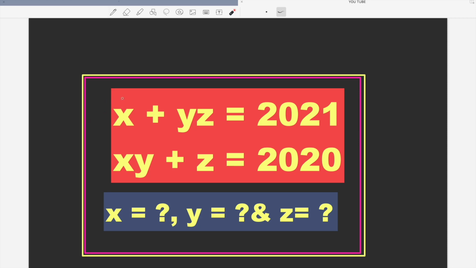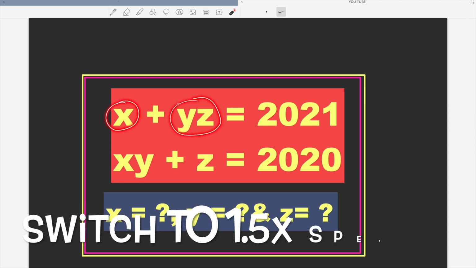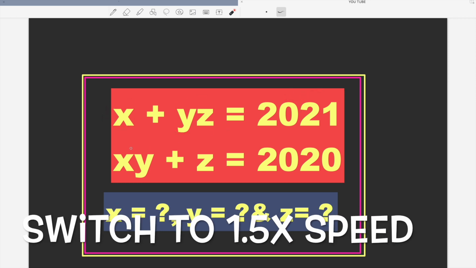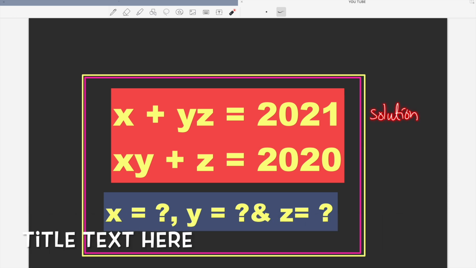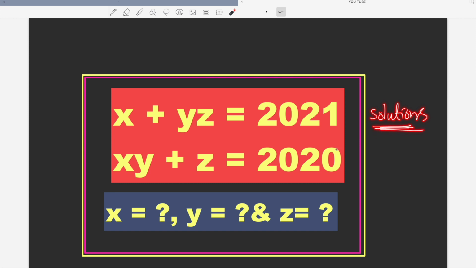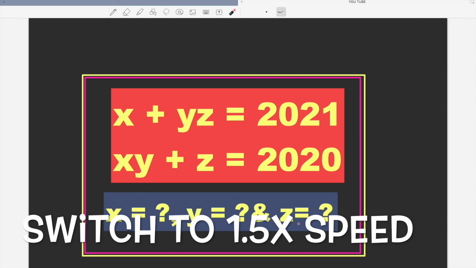Hi everyone. Today we'll solve a math Olympiad question, that is x plus yz equals 2021, xy plus z equals 2020. Then we have to solve and find the solutions for these two expressions. The ultimate aim is to find the values of x, y and z. This was asked in a French Olympiad. So we'll go to the solution part.